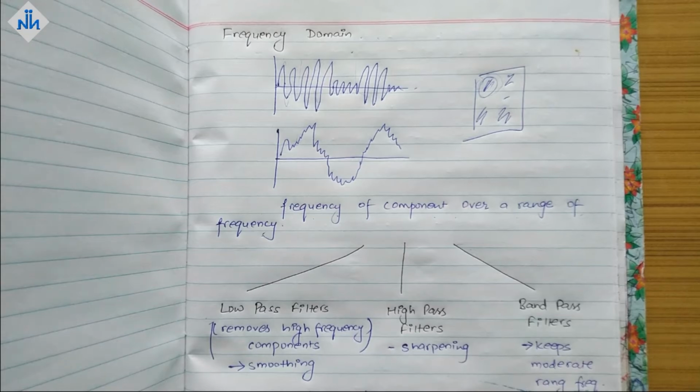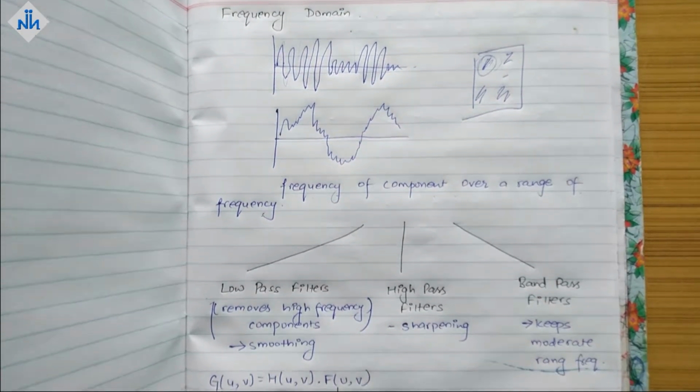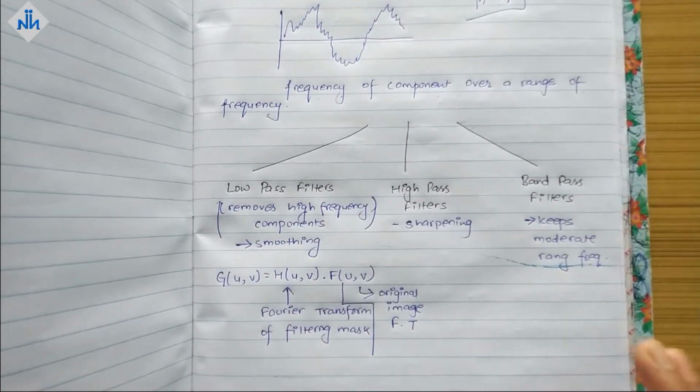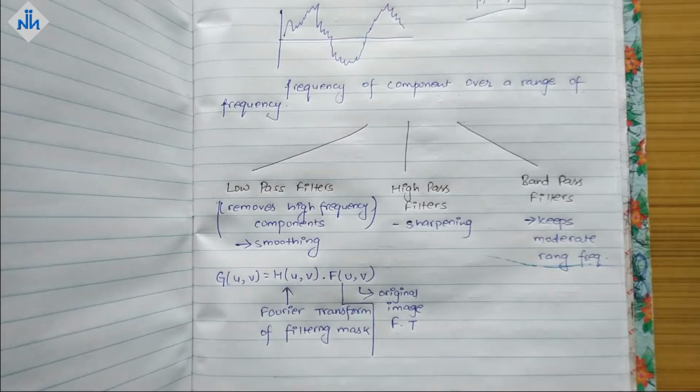There are three types of filters that we can apply: low pass filter, high pass filter, and band pass filter. I have explained them very concisely over here. If you need a very good explanation of this, then please check out the NPTEL lectures. But this is good enough for last moment revision.